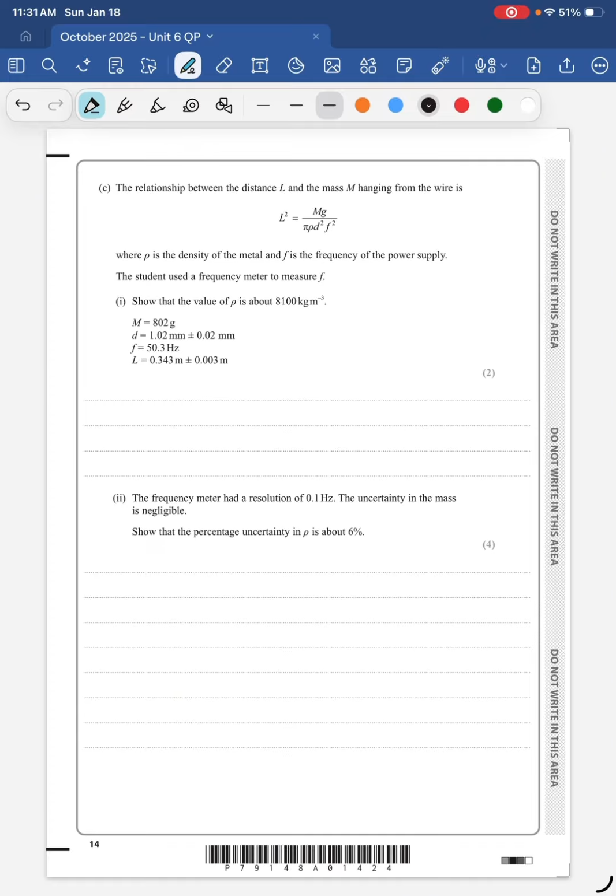So, okay, this is a straightforward problem actually. We have to solve for rho. Rho is going to be M times G over pi L squared D squared F squared, and I'm going to walk you through the calculation actually, because I haven't done it. As I said, I'm working on this on the fly.